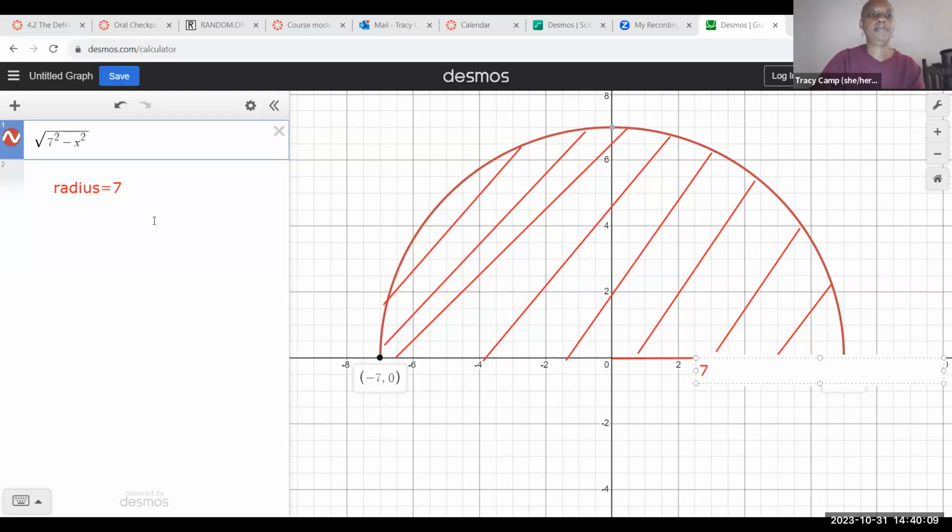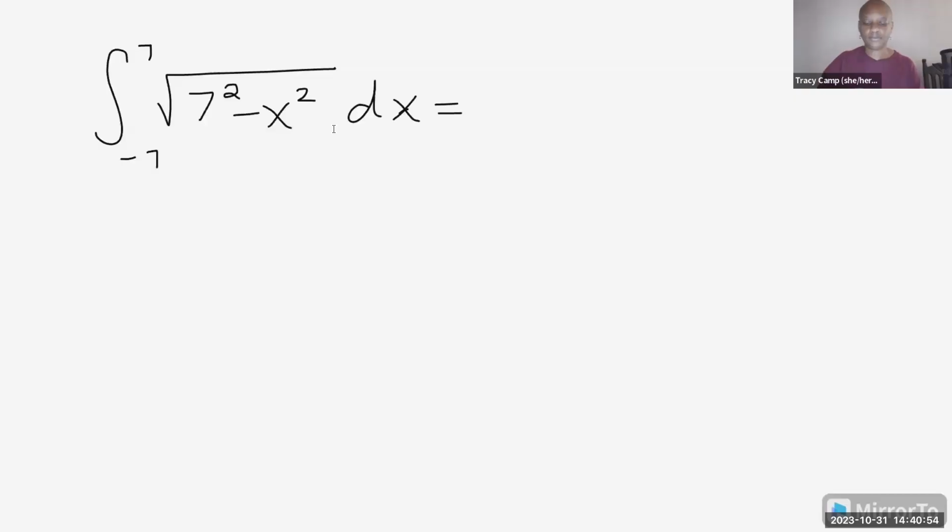And so I'll just go to my iPad at this point. I'll write the problem down and go to my iPad. All right, so I wrote the problem down. I just want to emphasize that this was a half circle. And so this is asking us to find the area of that half circle.